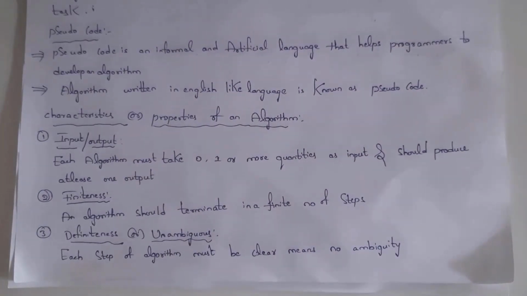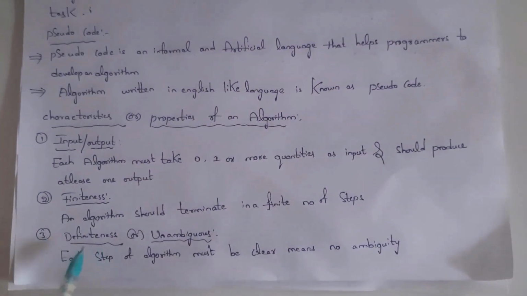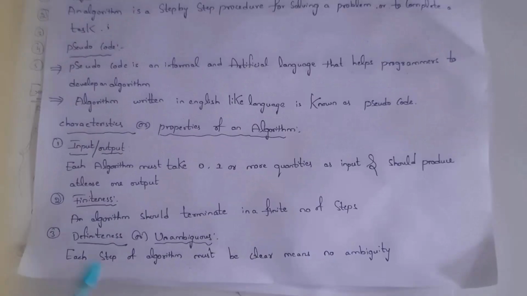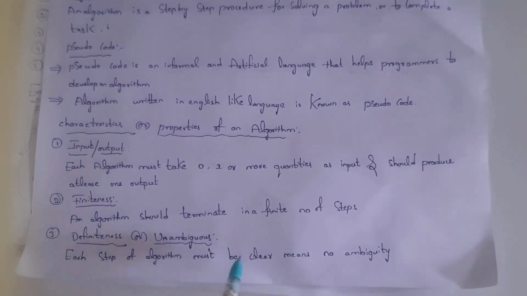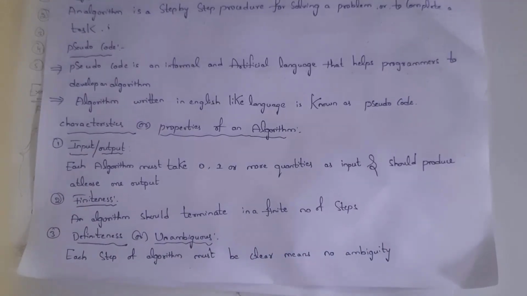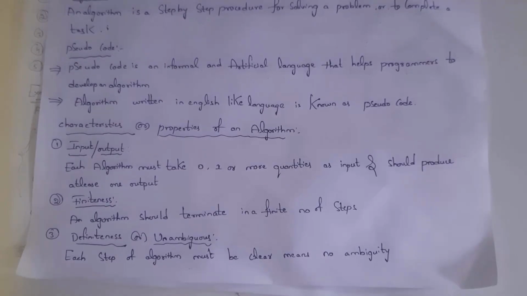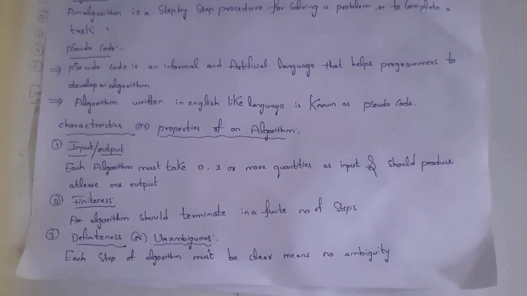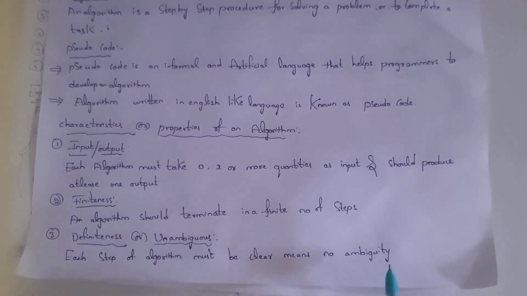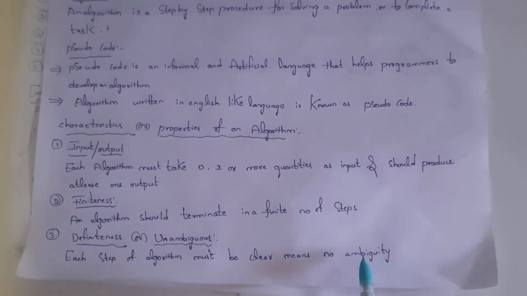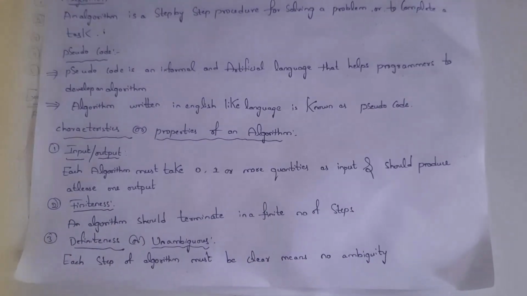The third point is definiteness. You can also say definiteness as unambiguous. Each step of an algorithm must be clear, meaning no ambiguity. Whatever steps we are writing in an algorithm, each and every step must be clearly understandable. There should not be any ambiguity. Ambiguity means mistake. There should not be any mistake. This is known as definiteness.